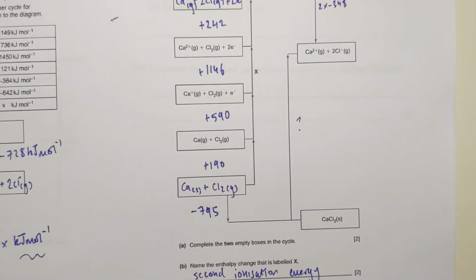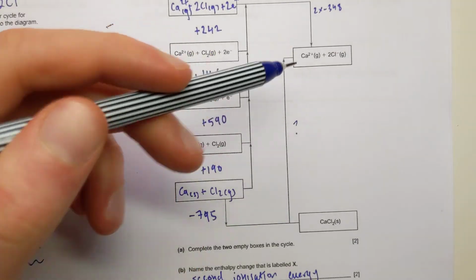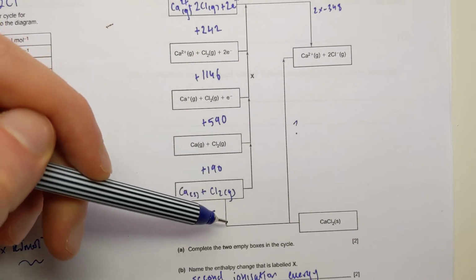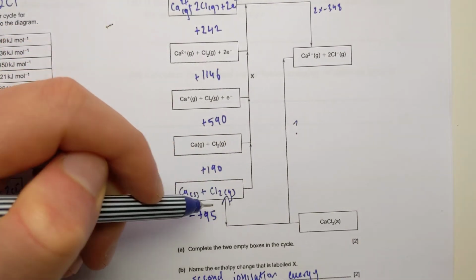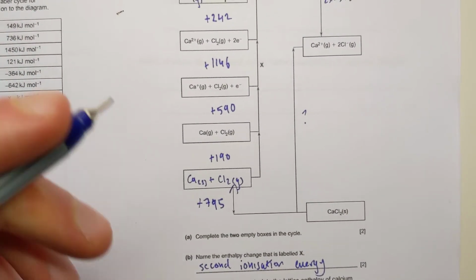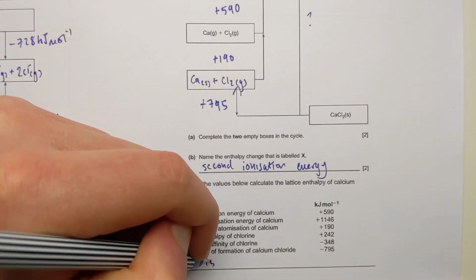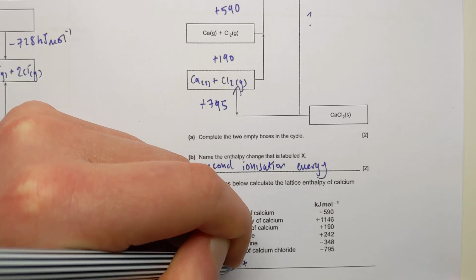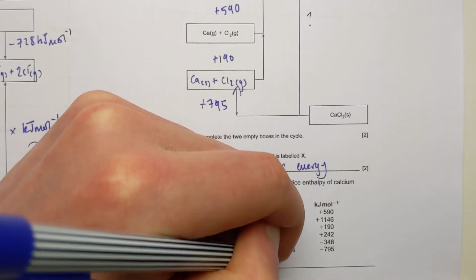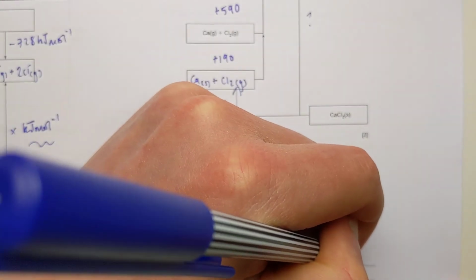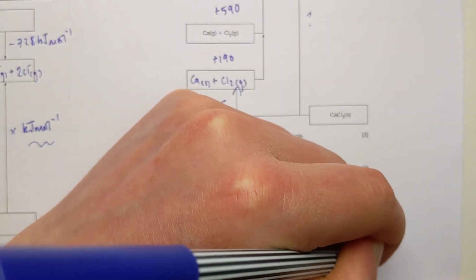So looking at my cycle as a whole, again, I'm trying to find the change from the bottom to top here. I need to go around this route, around the cycle. Just need to flip this arrow to get it pointing up. And that will give me the correct numbers. So my final bit of working out is plus 795, plus 190, plus 590, plus 1146, plus 242, plus 2 times minus 348.